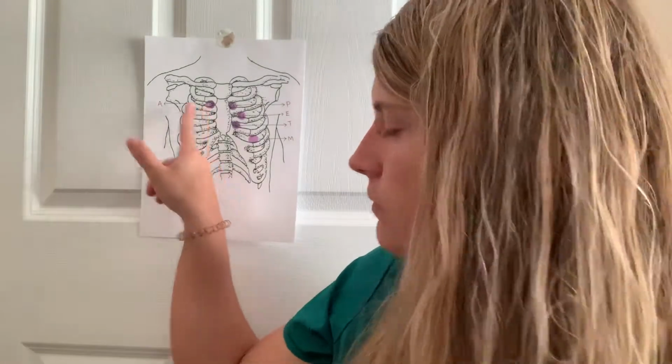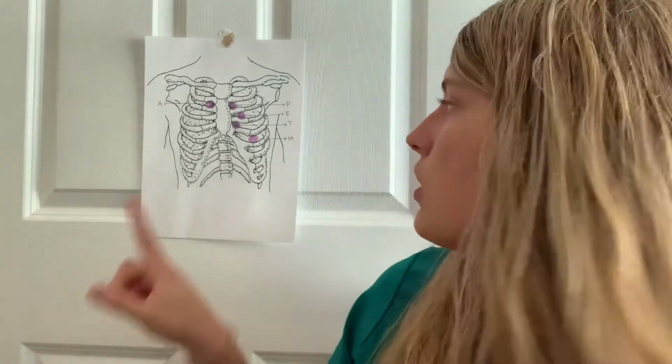The A stands for the aortic valve, which is located in the second intercostal space along the right sternal border, and it's right here. The P stands for the pulmonic valve, which is located in the second intercostal space as well, along the left sternal border, so it's across from the A.